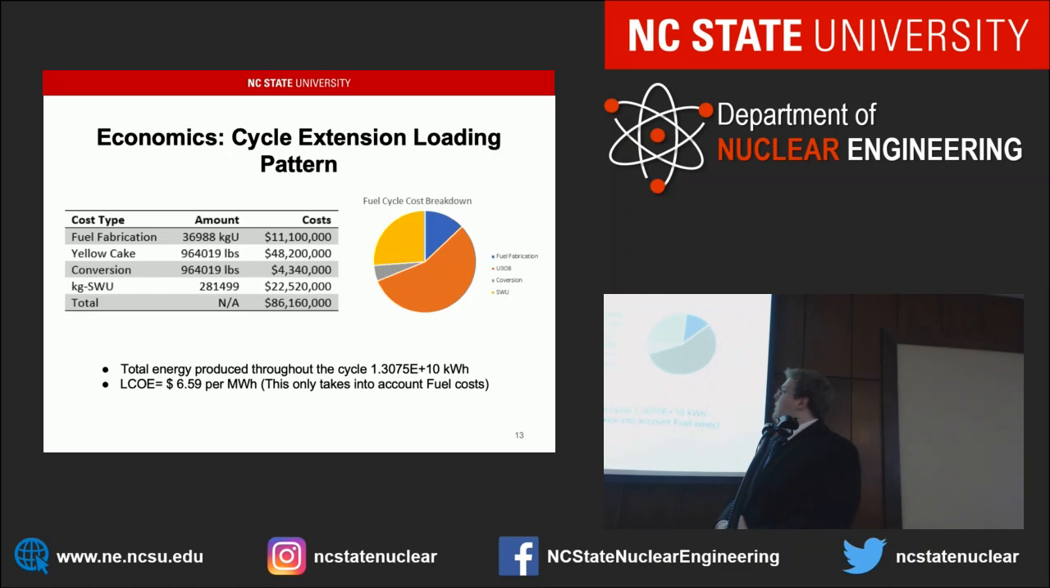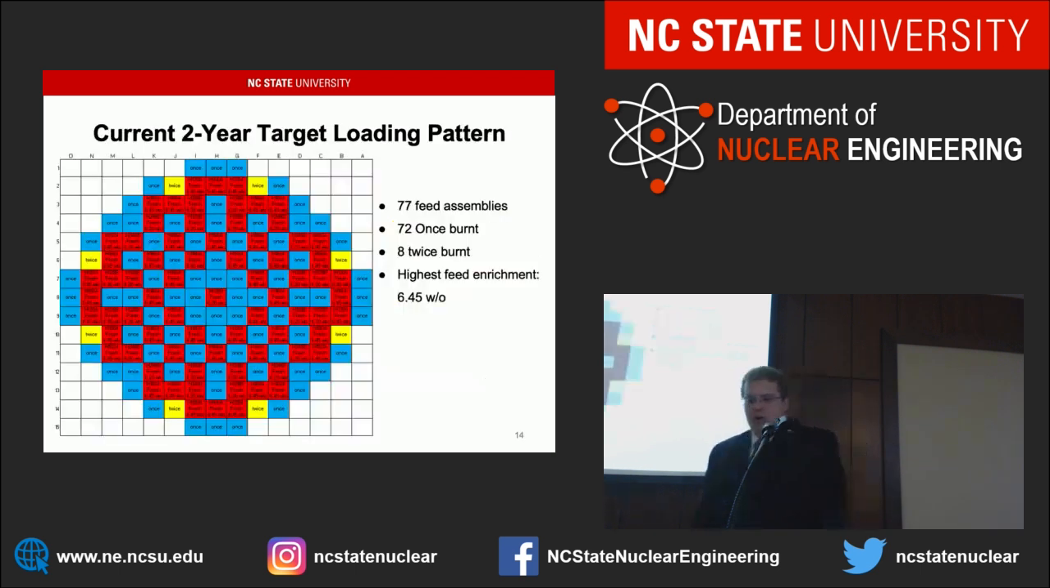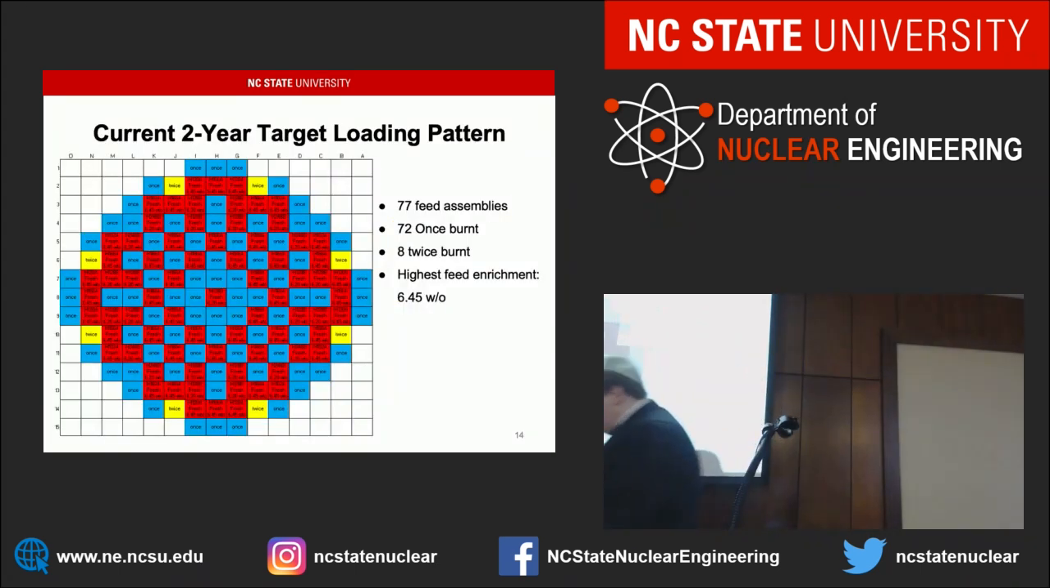And the cycle had a cost of $86 million. The primary cost came from the purchase of the raw materials, the yellow cake, and the enrichment process. And this resulted in a levelized cost of electricity, just accounting for, again, the fuel cost, of $6.59 per megawatt hour. And Don will talk about our two-year cycle.